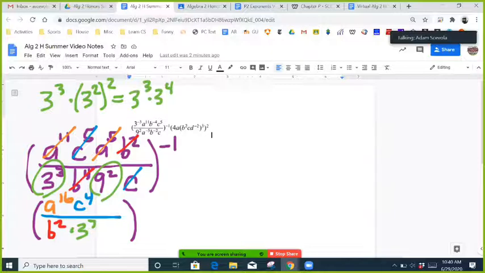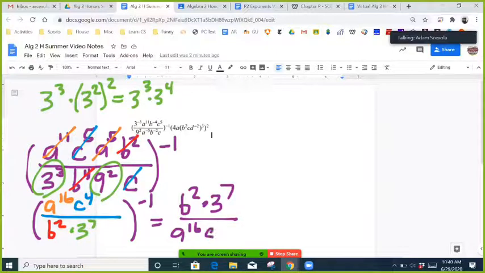And then it's to the negative first power, which means everything is just going to flip. Everything gets a negative exponent, so it changes from numerator to denominator. So we get b squared times 3 to the 7th in the numerator, and a to the 16th times c to the 4th in the denominator. So that's this part simplified down.